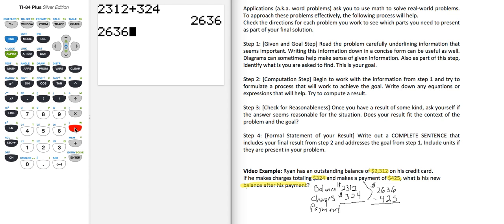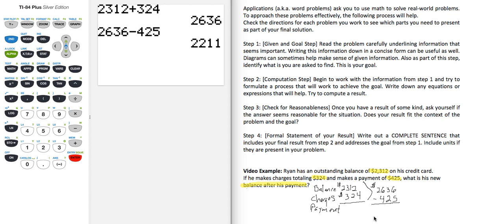So that's 2,636 subtract 425, and that leaves a balance of 2,211. So we've done the given and goal, we've done the computation. Is 2,211 reasonable? Well, it's less than the balance that he had at the beginning of the month, and he did make a payment that was a little bit more than the charges that he incurred that month. So yes, I feel like that 2,211 is reasonable.